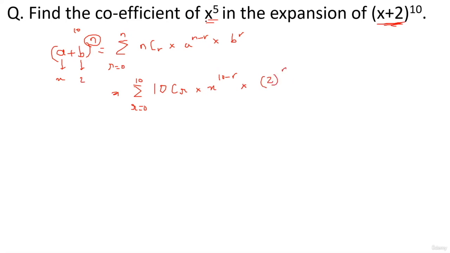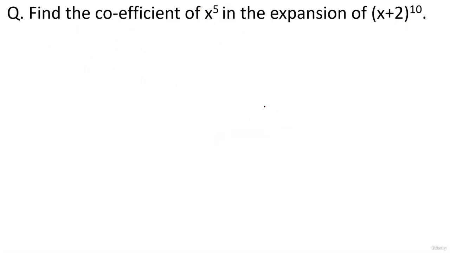Now guys, the question demands the coefficient of x raised to 5. So the power of x, which is 10 minus r, should be equal to 5. Guys, this happens when r is equal to 5. You can write this and do it if you are comfortable, else you can do it mentally by understanding that the first term is of the form a raised to n minus r, and a raised to 10 minus r becomes x raised to 5. When will this happen? When r is equal to 5.